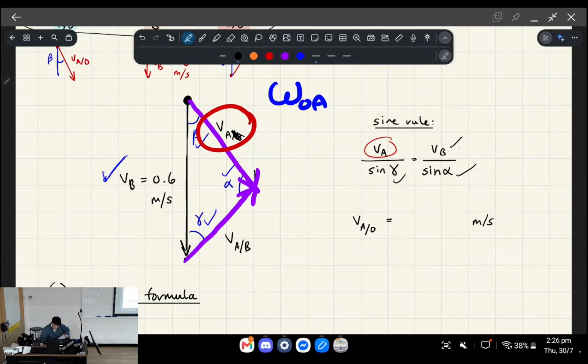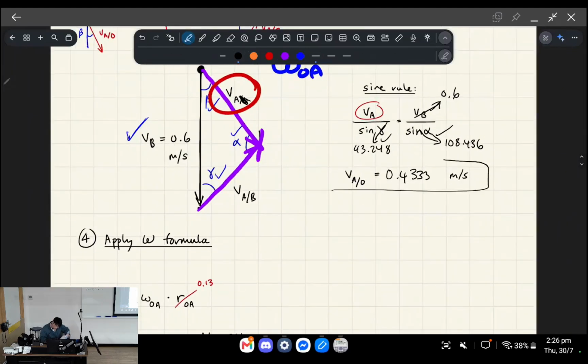So we know that VB was 0.6. We know that this angle was 43. We know that this angle was 108. Okay, and that gives us that VA, which is also equal to VAO, is 0.4333 meters per second.